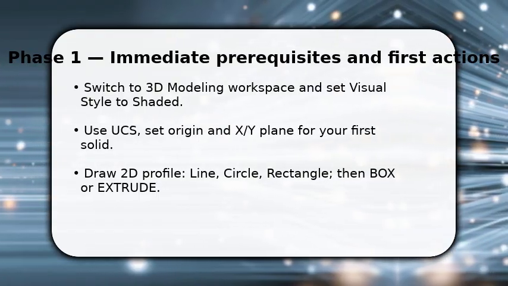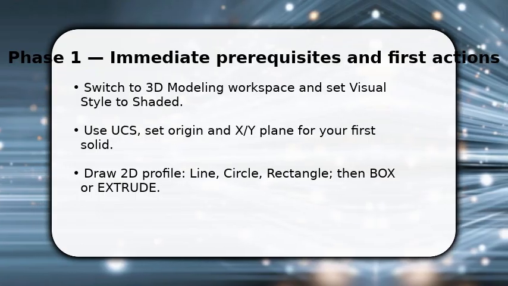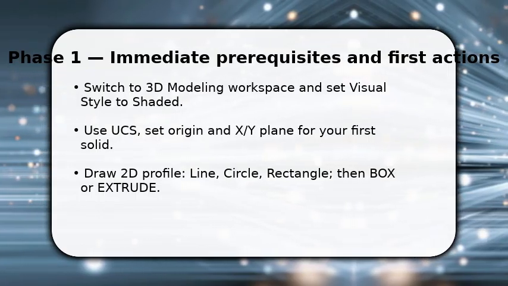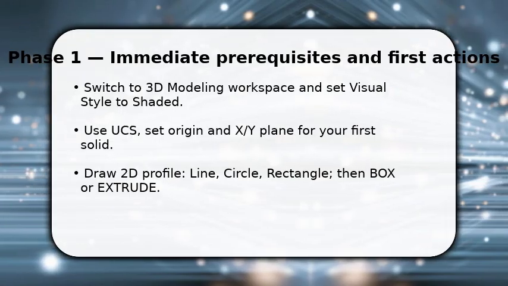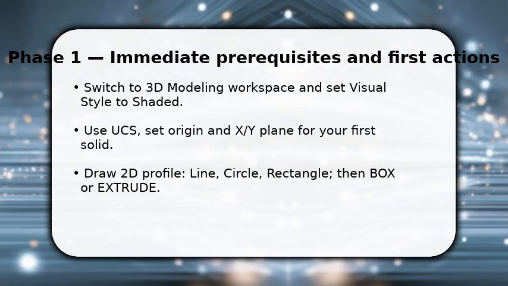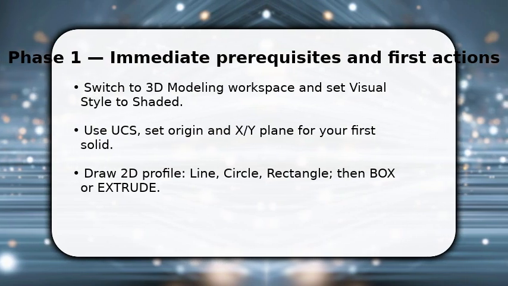Draw a precise 2D profile using line, rectangle, or circle, and then use BOX or extrude to convert that profile into a solid. You're making tangible volume now, so keep dimensions exact and confirm units.